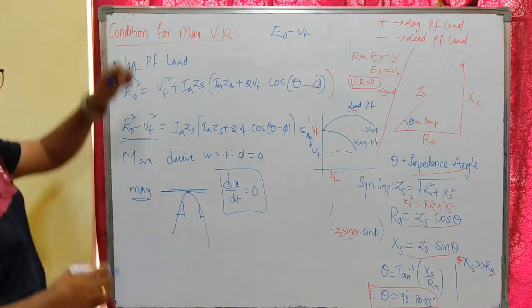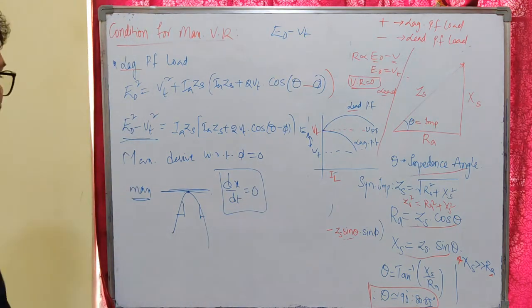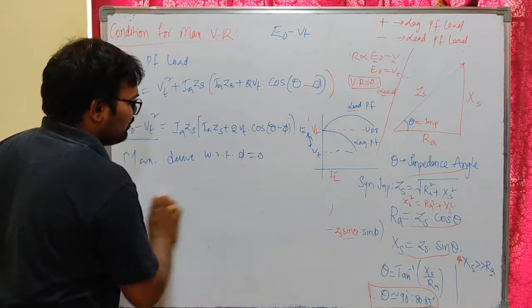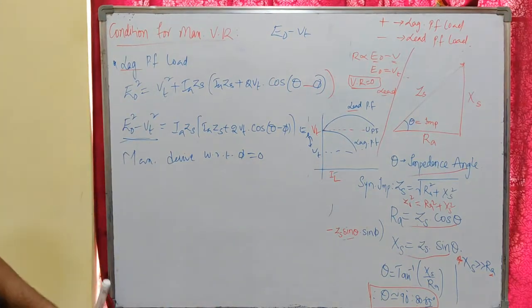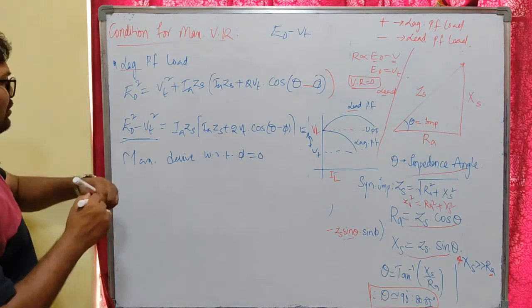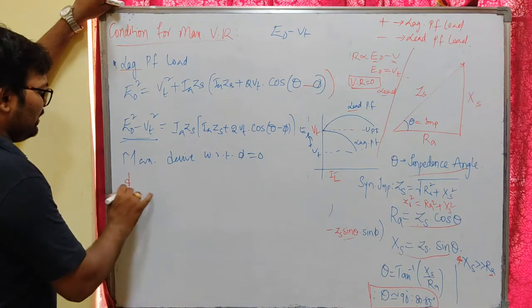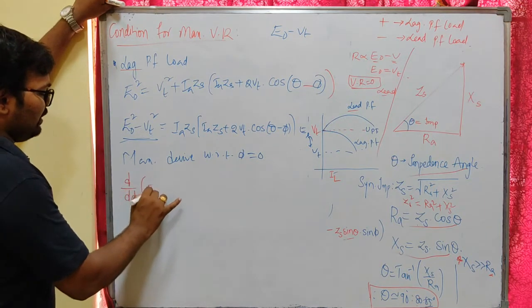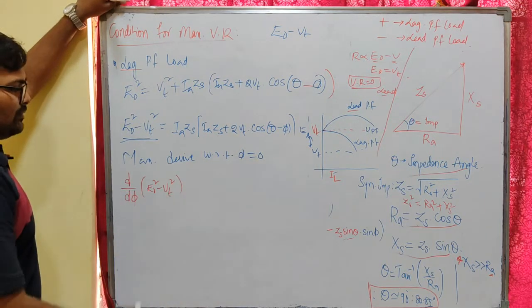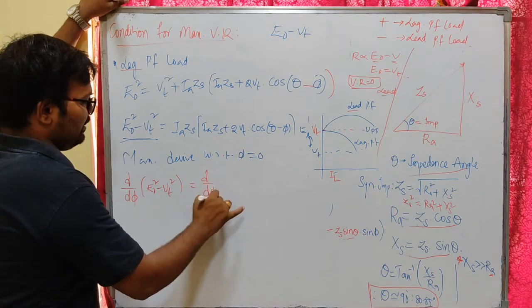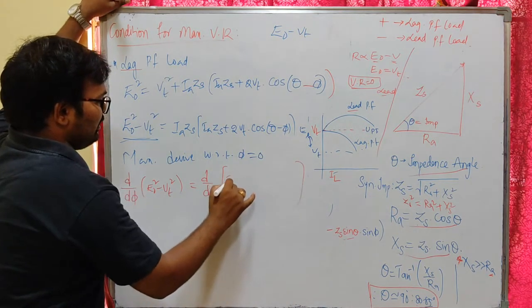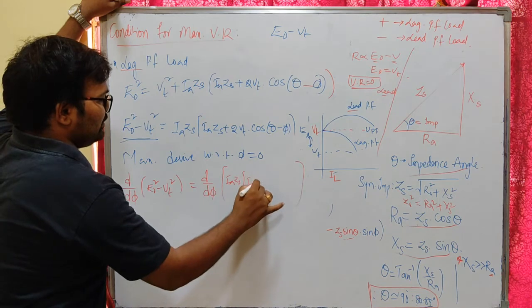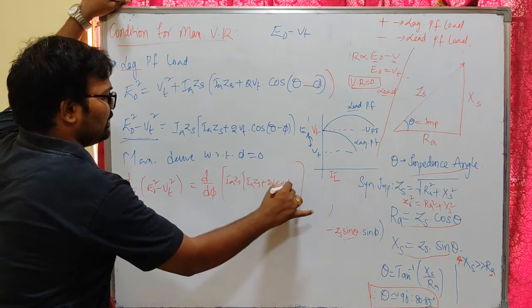This is the maximum value. There will be no slope at the maximum condition. That's why we are going to derive an expression to get the maximum value. So I am going to differentiate: d by d phi of E naught squared minus VT squared, into d by d phi of this whole expression, that is IaZs into IaZs plus 2VT cos of theta minus phi.